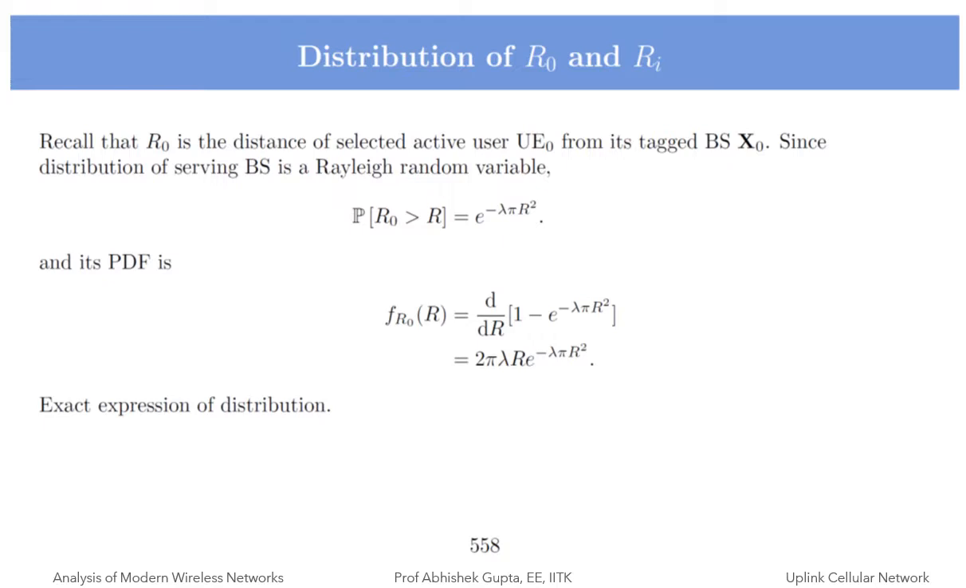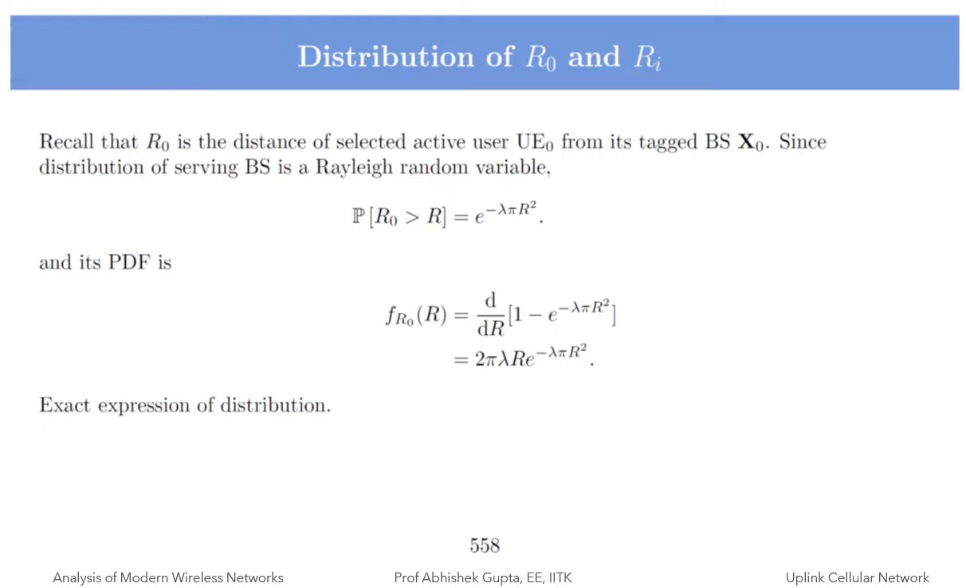After characterizing the user point process, now we come back to the distribution of R0 and Ri. Remember, R0 is the distance of the selected active user from its tagged base station. Because users select the base station according to the distance, it means X0 is the closest base station from the UE0, which is at Y0. So what will be the distribution of this distance?